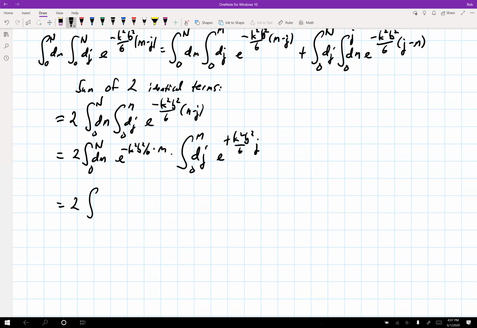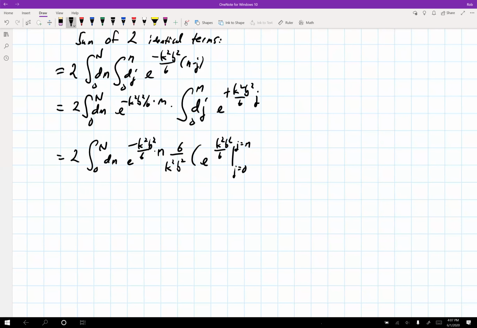So we have 2 integrals 0 to n dm. So we evaluate the integral over j, we pick up a 6 over k squared b squared, and then multiplied by e to the k squared b squared j over 6, evaluated at j equals 0 and j equals m. Right, of course, when we evaluate it at the limit of 0, we're just going to pick up a constant of 1 that'll be floating around, and then, sorry, that needs a j up there. And then when we evaluate the other limit, we'll just get another factor at j equals m.